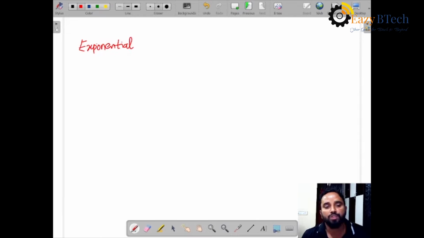So here also we are going to represent a periodic signal using harmonically related exponentials. In this representation we use exponentials, hence it is Exponential Fourier Series. That's all. Simple meaning.